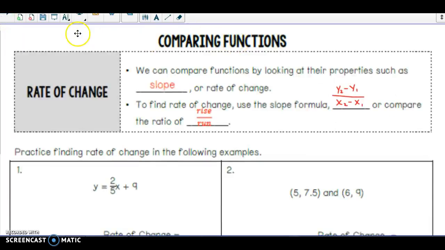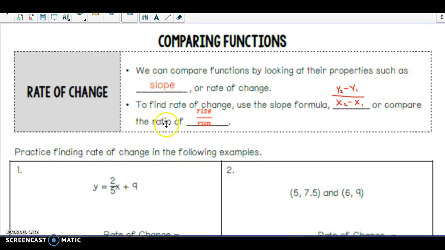All right, first things first. What we need to do to compare functions is to look at their properties, such as slope. Remember, slope has a fancy term called rate of change, but they're really the same thing. To find the rate of change, we can use our slope formula. y2 minus y1, that's your change in y, over x2 minus x1, that's your change in x. We always write this as a fraction because that's how we use slope patterns when we're graphing. We like to see the rise and the run on our graph as the pattern between our points.